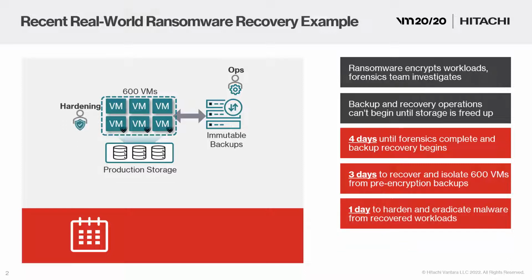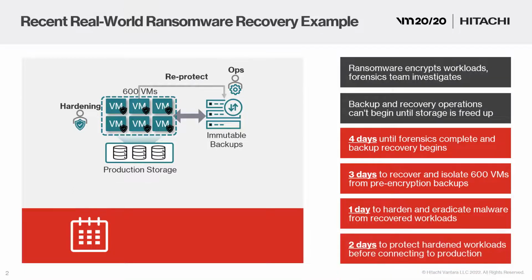Once everything was recovered and isolated, the eradication work had to begin, removing malware, fixing vulnerabilities, patching. That took another day. Finally, this being a critical environment, the recovered workloads had to be re-protected before they could be connected to production. A full backup cycle of 600 VMs took another couple of days. The achieved recovery time for the end users was 10 days. And believe it or not, this number is considered good for this size environment in a ransomware recovery scenario.